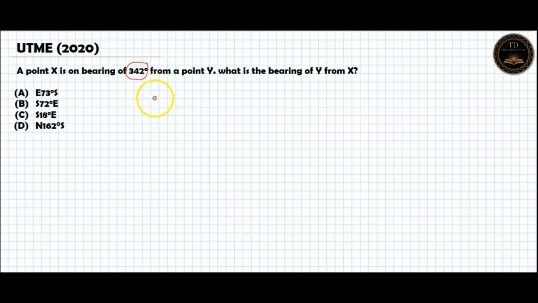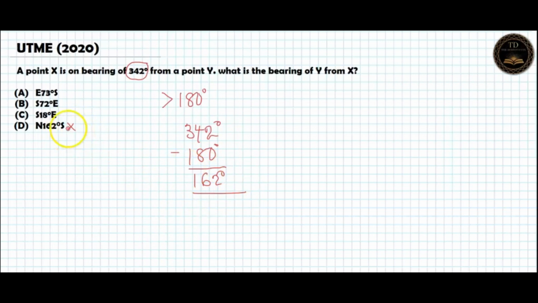So all you need to do is, you can see that the angle given is greater than 180 degrees. Remember, what do we do when the bearing is greater than 180? We subtract 180 from it. So 342 minus 180 will give us 162 degrees. Now please, this will not be the answer.